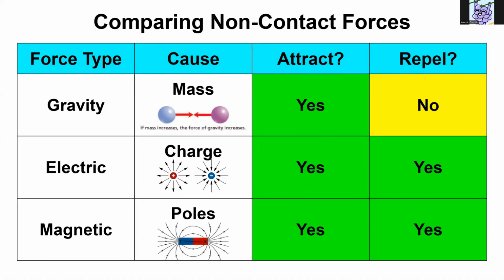Electric. The cause is its charge. If you have positive or negative charges, does it attract? Yes. And can it repel? Yes. And then magnetic, the cause is the poles. You'll have a north and a south pole. Does it attract? Yes. If you have the north and south, they will combine. Does it repel? Yes. If you have the same poles next to each other, they will repel each other.